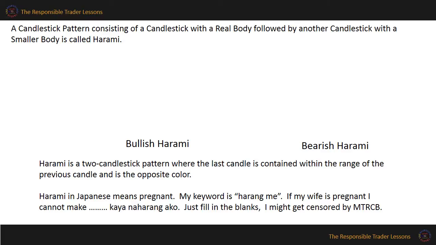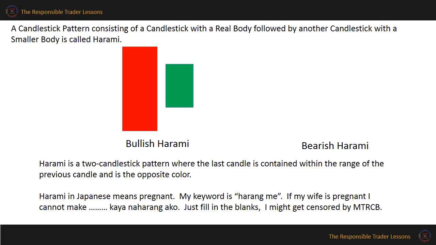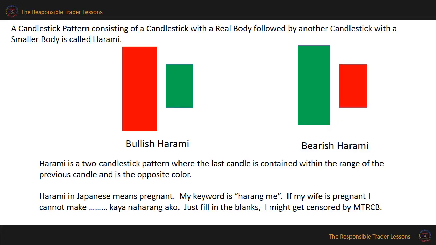A candlestick pattern consisting of a candlestick with a real body followed by another candlestick with a smaller body is called harami. What you're seeing now is a bullish harami. This one is a bearish harami. Harami is a two-candlestick pattern where the last candle is contained within the range of the previous candle and is the opposite colored.